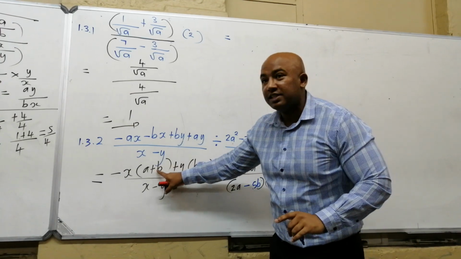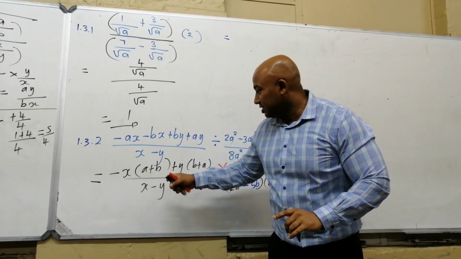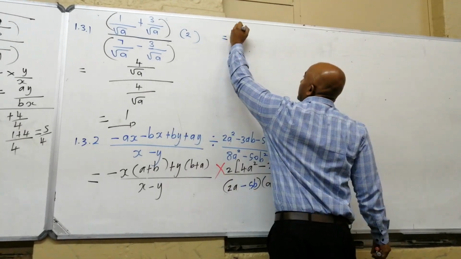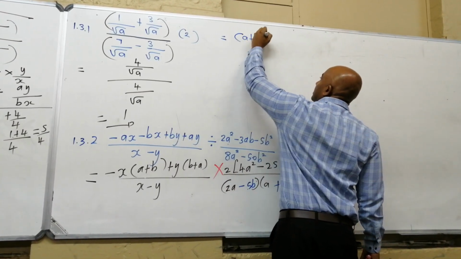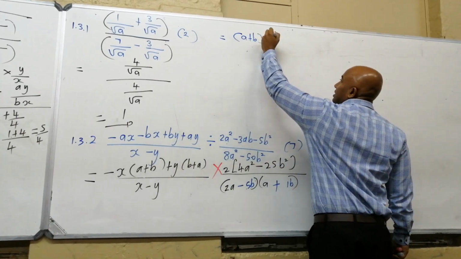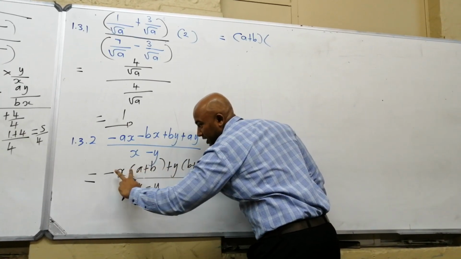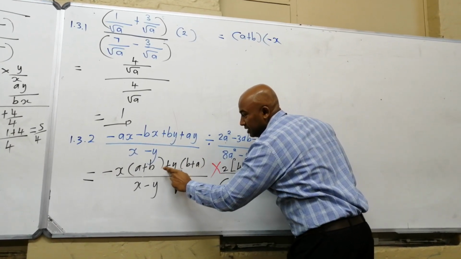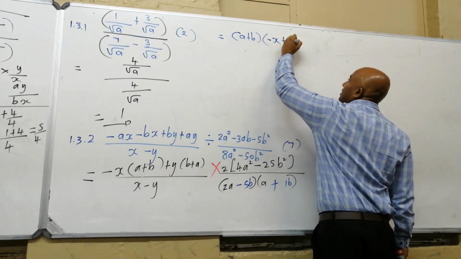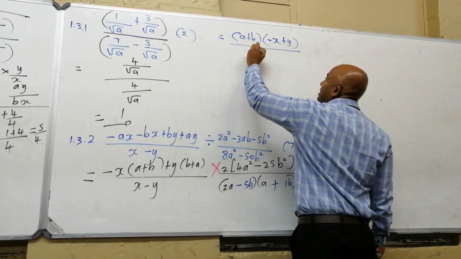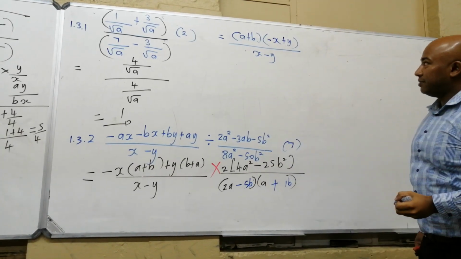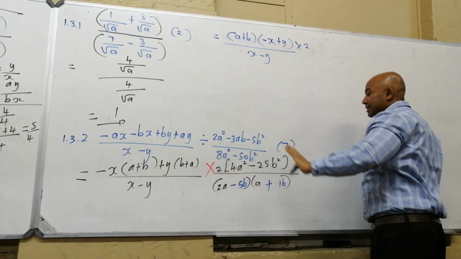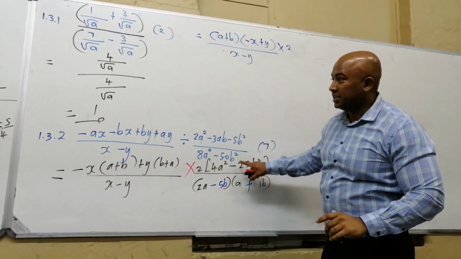And we need to factorize here further too. Can you all see that? So what is a common factor? A plus b is common. So you take out a plus b. What am I left with now? If I took out a plus b from here, I'm left with minus x. I took out a plus b, so I'm left with plus y. In the denominator, I got x minus y. Okay. Now, times 2. Now, the difference of 2 squares here.